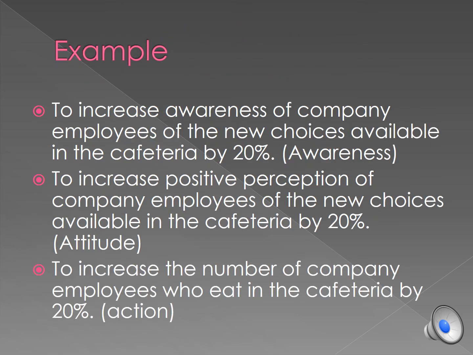These are not real, but maybe you want to make your company employees aware of the new choices that are going to be available in the cafeteria. And you want to increase the number of employees who know that by 20%. Now, you've made them aware, but you want to increase positive perception. So there's your second one, increase positive perception of the employees of the new choices in the cafeteria. And what about action? There's your third one, to increase the number of company employees who eat in the cafeteria by 20%. There's your action one.